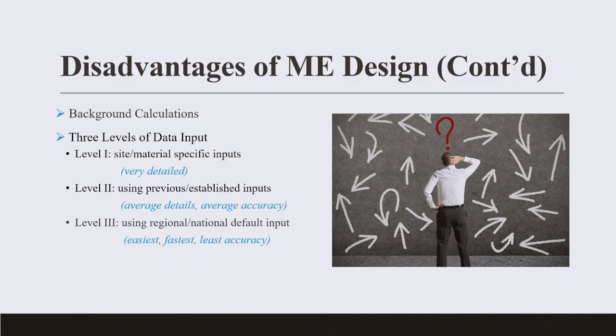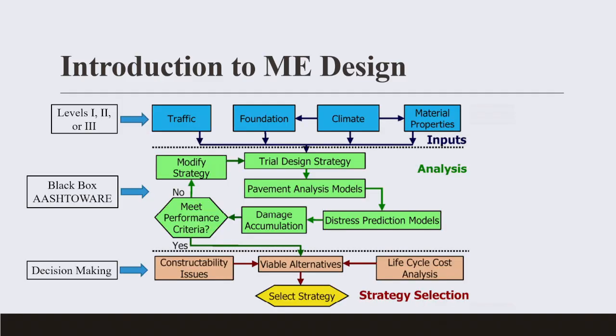Then we have level 2, which is basically using previous data, or data that has been established on the average within a particular climate. Then level 3 is more national or regional level. So if you are dealing with level 3, design is easy. You say, so you are saying that Nigeria, all the climates are the same. Traffic, you find some average and you use it. But the lower your level, the more accurate your analysis is. So these are the 3 levels. I've talked about this before.